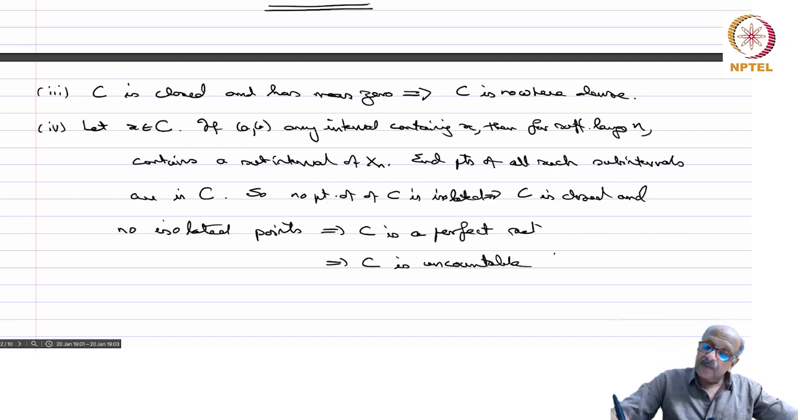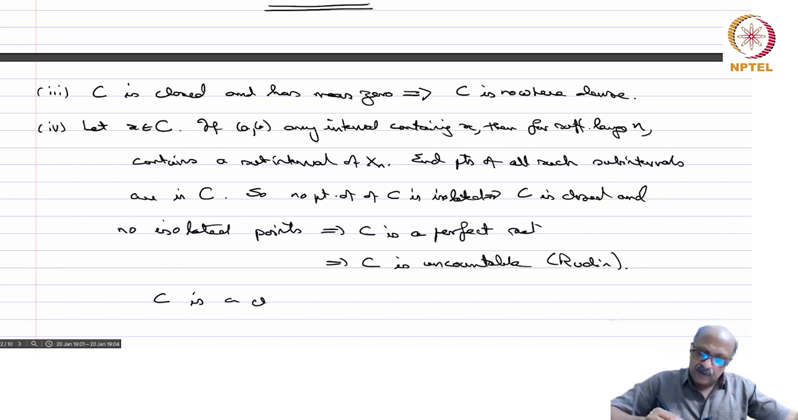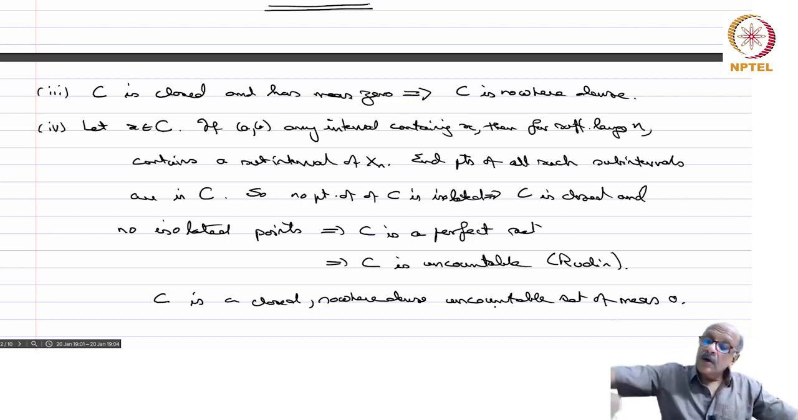So this is a theorem from Rudin. You can check in Rudin's book, for instance, Principles of Mathematical Analysis, that a perfect set in R should always be uncountable. So C is a closed, nowhere dense, uncountable set of measure 0. So we know that countable sets have measure 0. So the question is, are there uncountable sets of measure 0? So the Cantor set gives you an example.